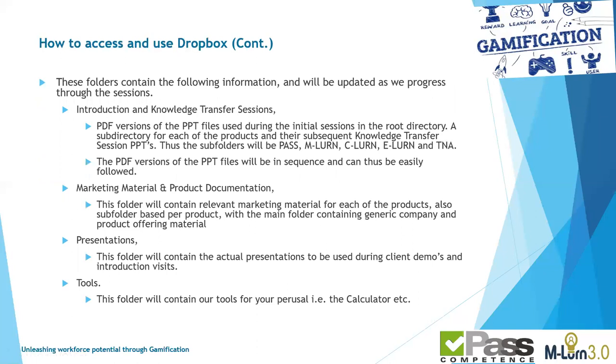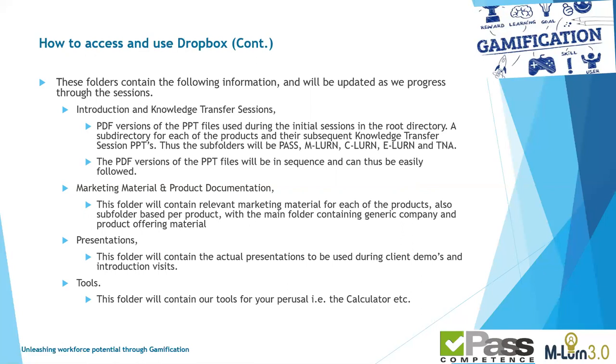So how to use and access Dropbox, continued. In each of the folders, if you look at the Introduction and Knowledge Transfer Sessions, you'll get PDF versions of the PowerPoint files that we are covering in these collaborator sessions. There are also subdirectories for each of the products. So as we step through all of the product sessions, all of those will be subdivided into each of the products that you have product-specific PowerPoint presentations. They are also sequenced, so you'll see session 1 with the name of the session that we're actually doing, or session 2 with the session's name.